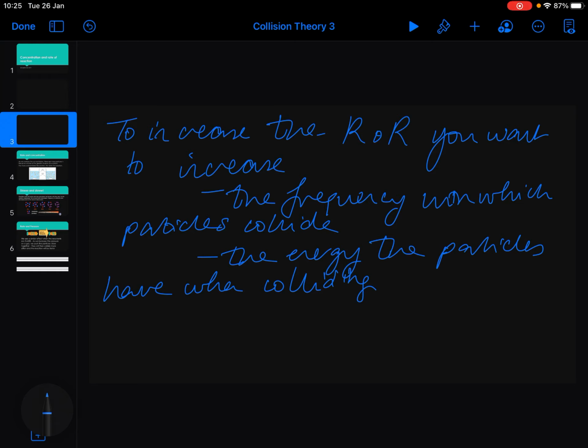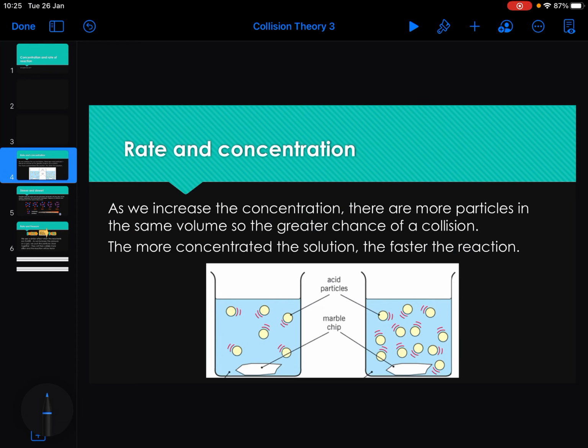Now today, as I say, we're looking at concentration. So firstly, let's look at what concentration actually means. As we increase the concentration, there are more particles in the same volume, so a greater chance of a collision. The more concentrated the solution, the faster the reaction. So on the right-hand side, you have a low concentration equals few collisions equals low rate of reaction.